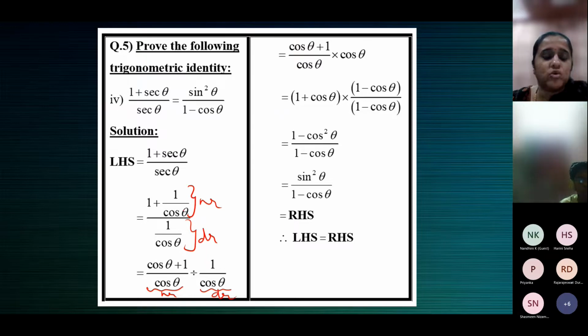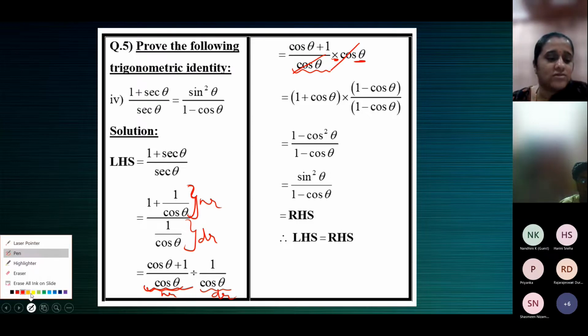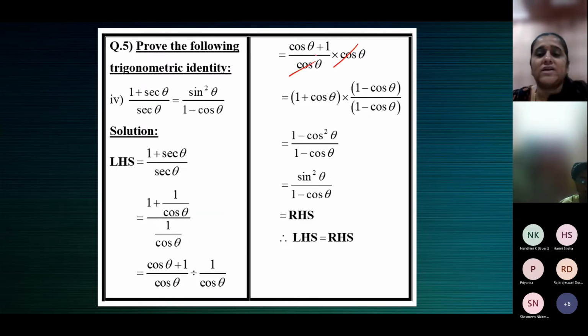Please watch that. In the numerator, when you take the LCM, you get cos theta plus 1 by cos theta, divided by the denominator 1 by cos theta. Next step, division becomes multiplication and reciprocal. So cos theta plus 1 by cos theta as it is, multiplied by the reciprocal of 1 by cos theta, which is cos theta. Cos theta and cos theta get cancelled. Then we have cos theta plus 1.